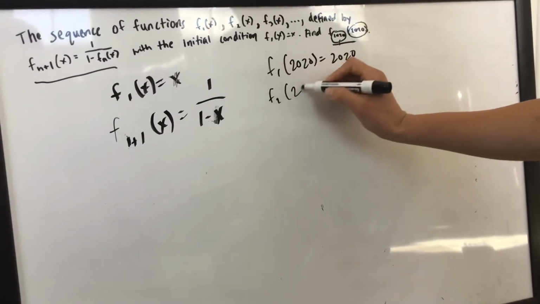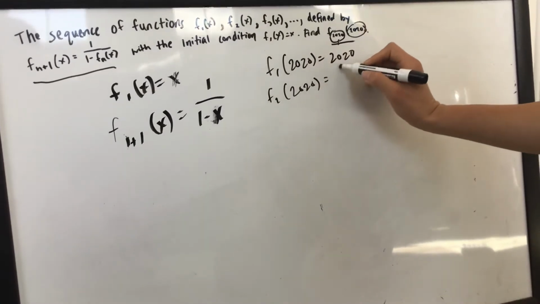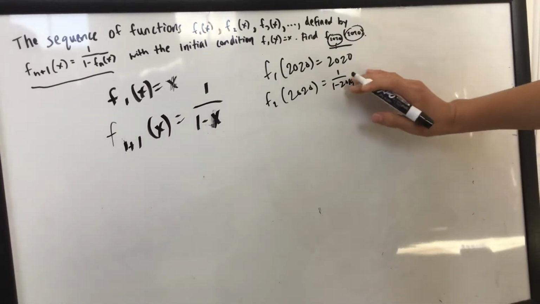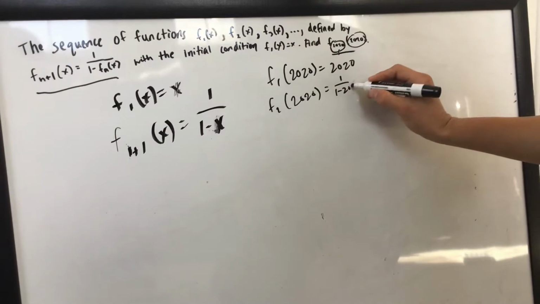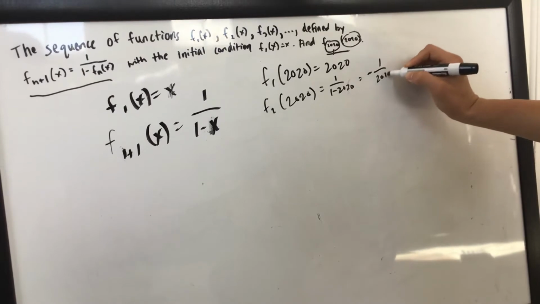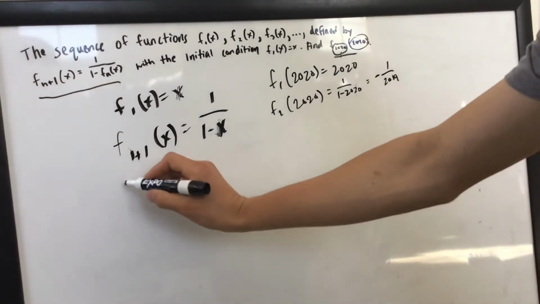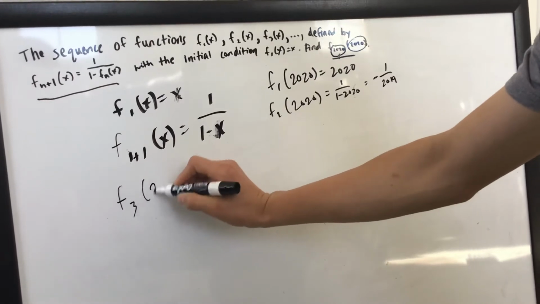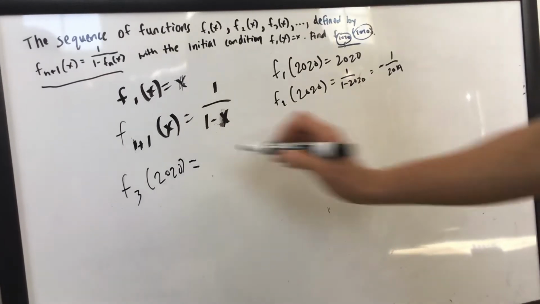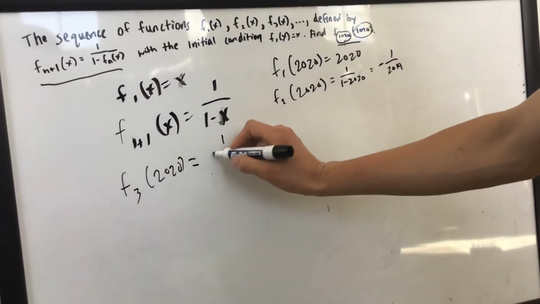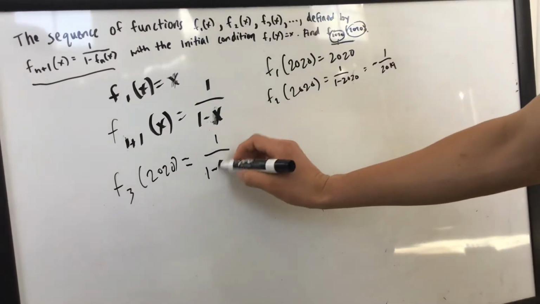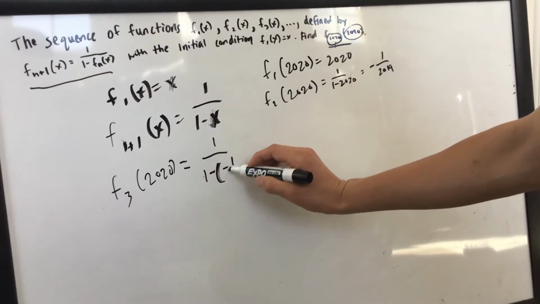f2 of 2020 is equal to 1 over 1 minus 2020. My bad, I was thinking ahead of myself right there. Equals negative 1 over 2019. So as you can see, if we keep going with this, so f of 3 of 2020, in this way we're slowly working towards this 2020 down here by plugging in the 2020 first. So this would be 1 over 1 minus whatever this x value is of this function. So in this case, it would be negative 1 over 2019.